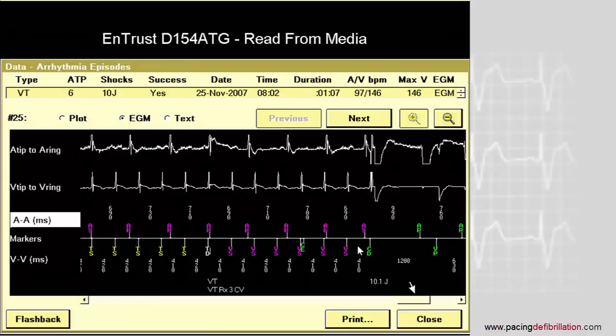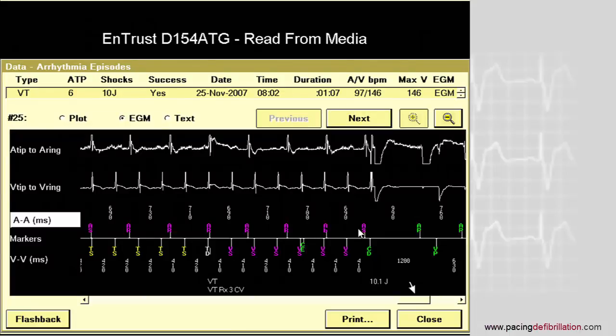There are more or less two options to program the amplitude of the first cardioversion shock in the VT zone. The first one is, like in this example, to program a low amplitude shock, like from 5 to 10 joules. The second option is to program a maximal output cardioversion to maximize the likelihood of success of a single shock.